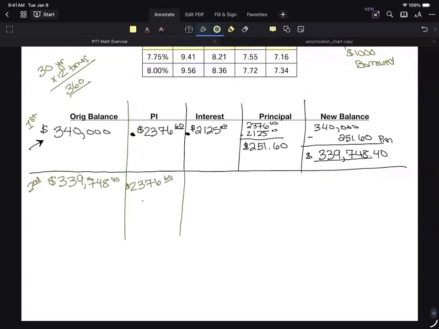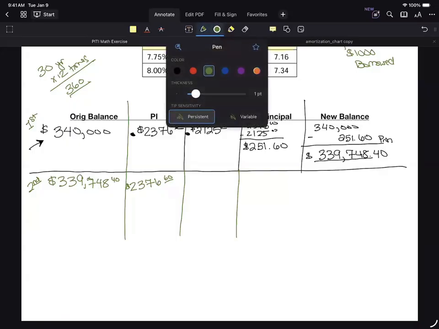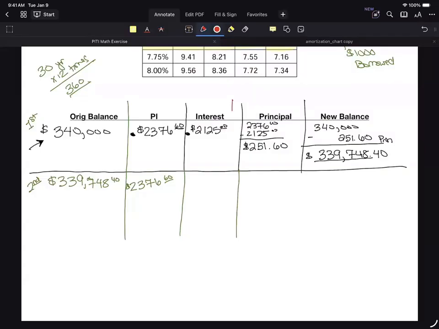So that means in month two, you owe $339,748. But do you still owe them $2,125 in interest? No. Why not? Good answer. From what I understand about P&I, it fluctuates. As you pay it off every month, your interest will go down and your principal will go up slowly, not by much. Exactly.